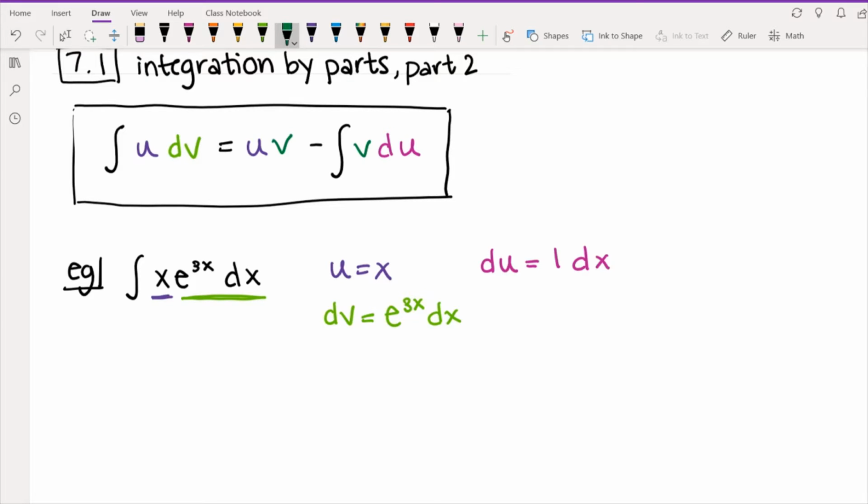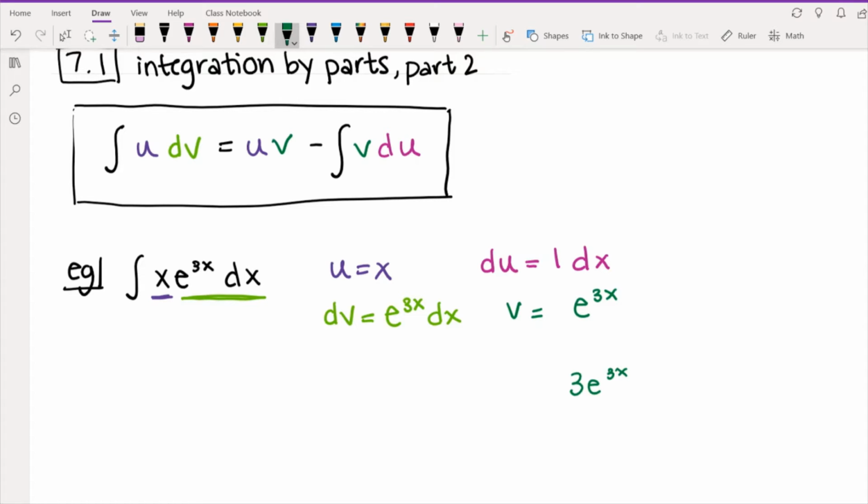And then to find v, we have to do a very simple u substitution. This is one of the ones that I think is a good one to be able to do in your head. So what is the antiderivative of e to the 3x? Well, you might guess that it's e to the 3x, but that's not quite right. If you were to take the derivative of e to the 3x, you would get 3 e to the 3x, right?